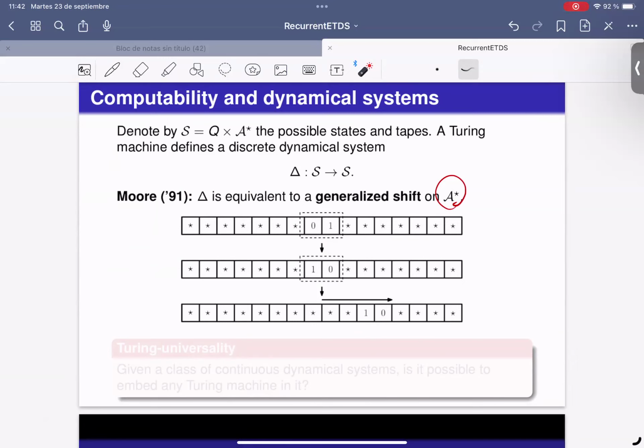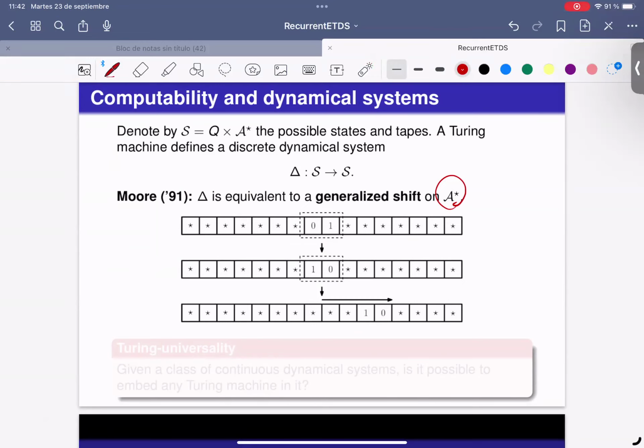Absolutely. So a generalized shift is a map on A star where there is a fixed window size on which you transform. Exactly. Okay, I think I understand. Actually, I can give you the precise definition.